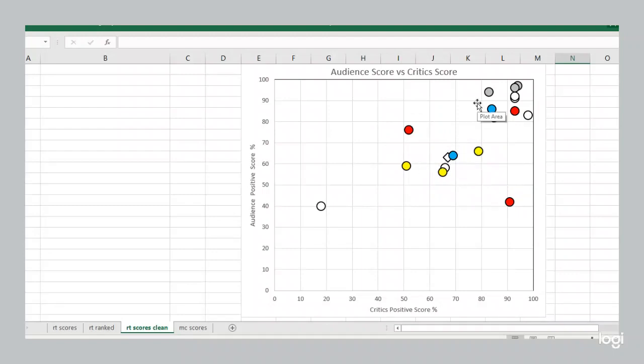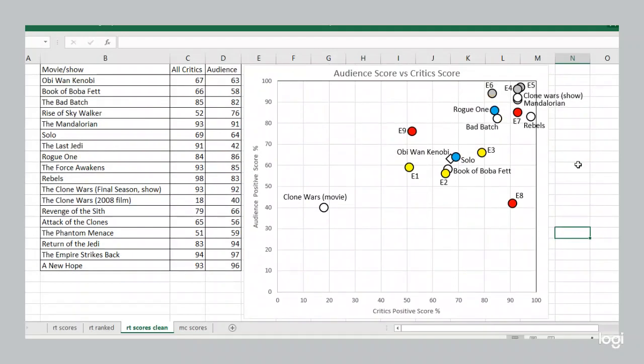So, color-wise, gray is the original trilogy, yellow is the prequel trilogy, red is the sequels, blue are the standalone films, and everything else are the TV shows, except this one white outlier here, this white circle, that is the Clone Wars movie. And then the diamond here, that's the Obi-Wan Kenobi series that we'll be focusing on. So enter the labels. There are the actual numbers on the side here, by the way.